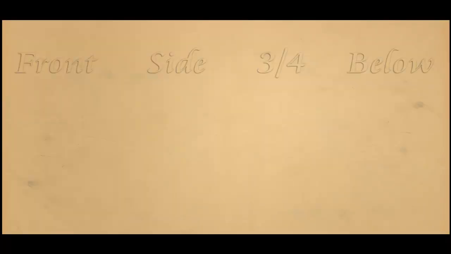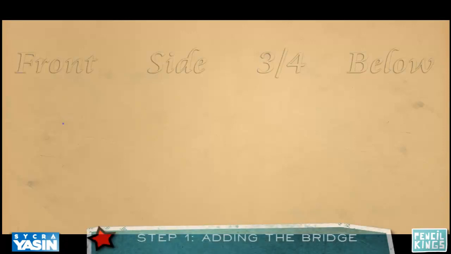To help you understand the structure of the nose, I've chosen to draw the same nose in four views: front, side, three quarters, and as seen from below. This is because you can't really understand the structure until you can see it in your mind as a three-dimensional object. So I'm going to start with the bridge of the nose.